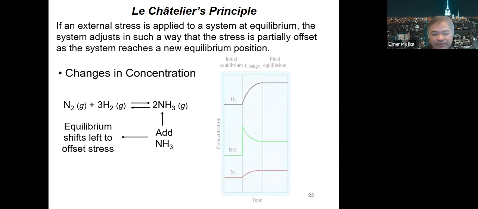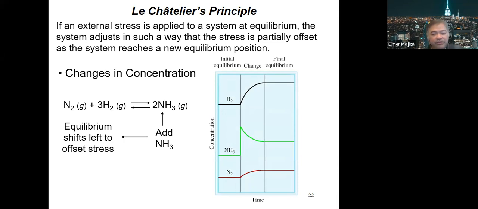Now, on the other hand, if you're going to look at the graph at what is happening here, everything is at equilibrium here, and then all of a sudden you see an increase of your ammonia. And since it increases, what will happen? It will react. It will be utilized and it will produce both the hydrogen and the nitrogen that you can see on the reactant side. So the reactants are the ones that are being produced because the reaction favors the backward reaction.